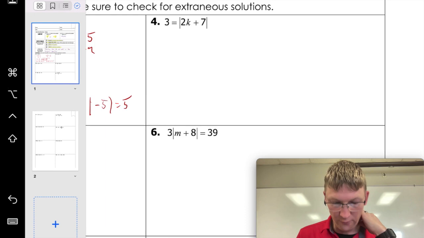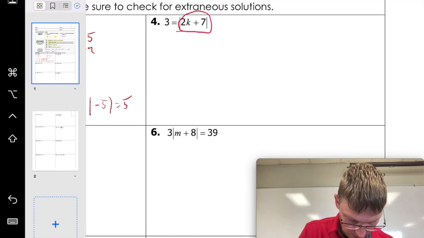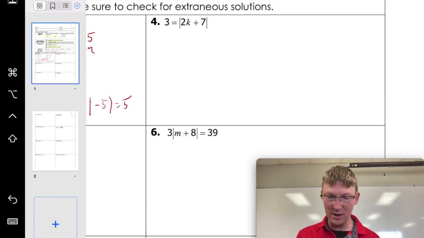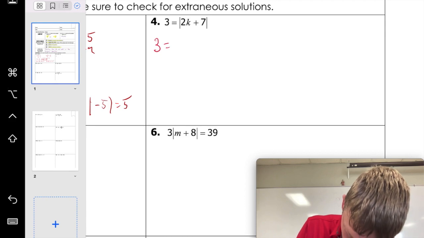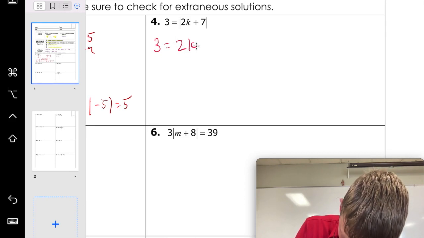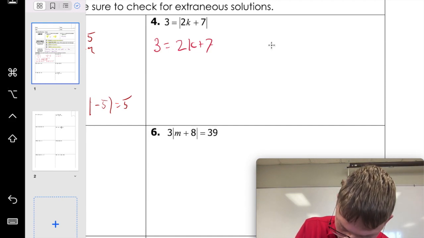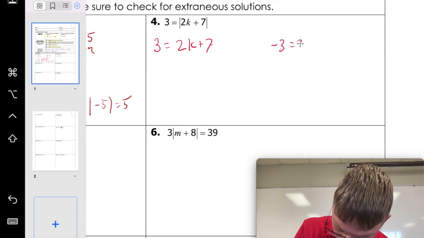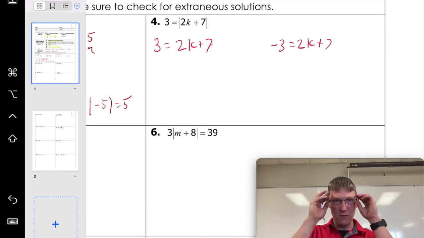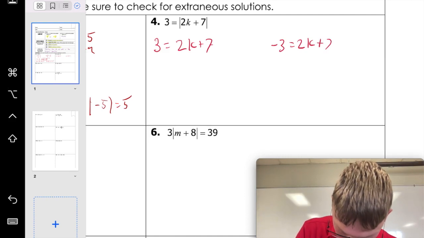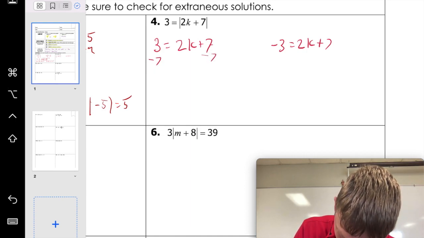Example 2, number 4. Again, here's our absolute value. It is already isolated, so we just need to make our two cases. We've got the one written, 3 equals 2k plus 7, then the one that's not written, negative 3 equals 2k plus 7. Then you just solve both of those equations. So, minus 7, minus 7.